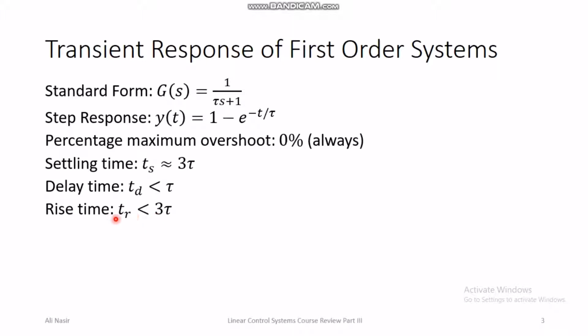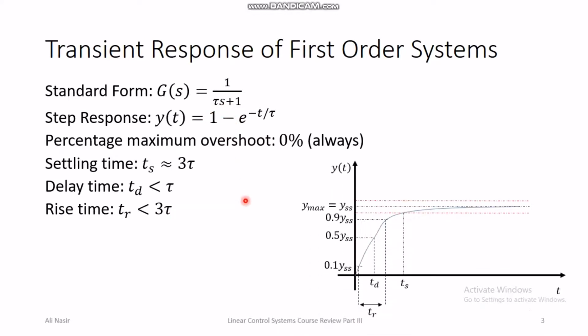It's around 2.2 or 2.3 tau, according to the definition that we have discussed before. But you can calculate the exact value of the rise time from this equation and the definition of the rise time. Okay, so this is the typical response of a first order system. It starts with zero initial condition, rises and exponentially settles down to the value 1, and in this regard there is never an overshoot in the first order system.